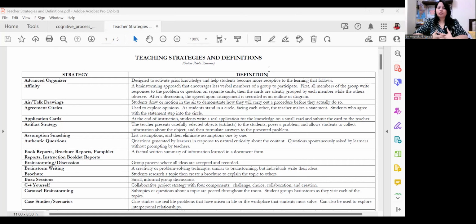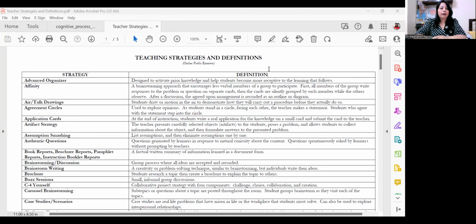Before that it was application cards. At the end of instructions, the student writes a real application for the knowledge on a small card and submits the card to the teacher. You may give small cards to your students, or maybe 1/4 of the A4 size sheet, and you may ask your students, these are 1-minute papers. On those papers, they have to mention what is the application of their learning, how they will be using their given knowledge in daily life. So they have to share the same in that paper, and they'll be submitting the papers to the teachers. This can be used as an exit ticket activity as well.